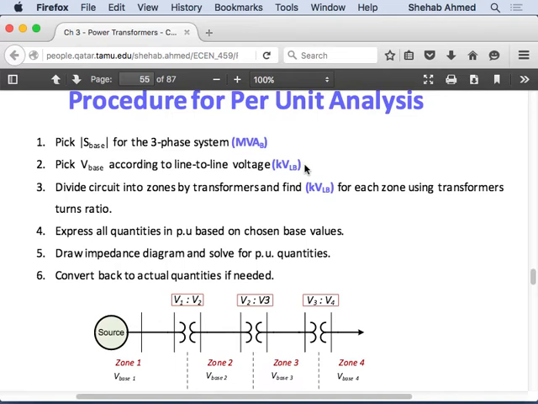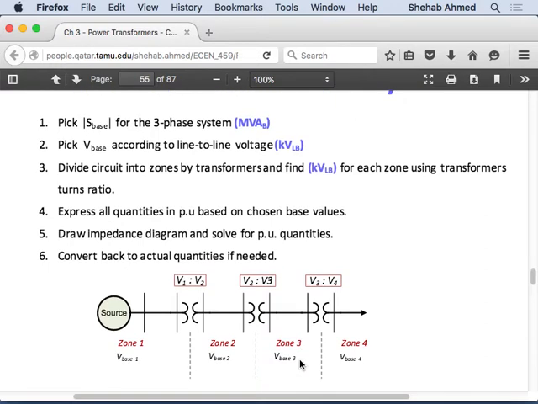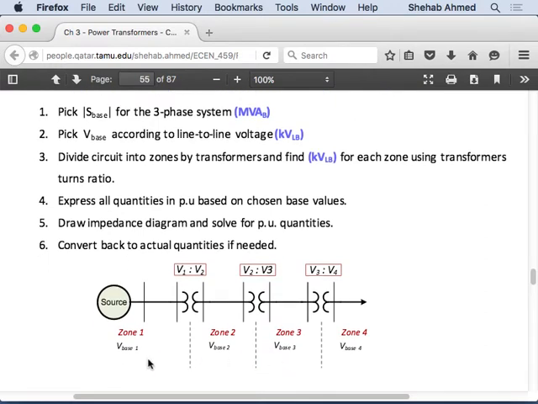And then every time you see a transformer, divide the circuit into zones by transformers. Every time you see a transformer, put a line, and define your zones. So this is zone 1, zone 2, zone 3, zone 4. And then come up with the base voltages, base currents, base impedances in the different zones. Now you've set up your problem.